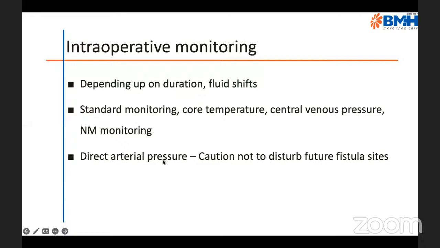Direct arterial pressure monitoring is not indicated unless you are anticipating a major fluid shift and it's a two cavity surgery or a major surgical procedure. But caution should be taken not to disturb the future fistula sites.